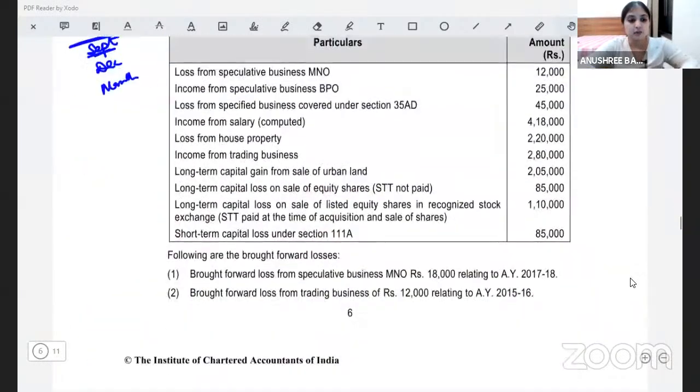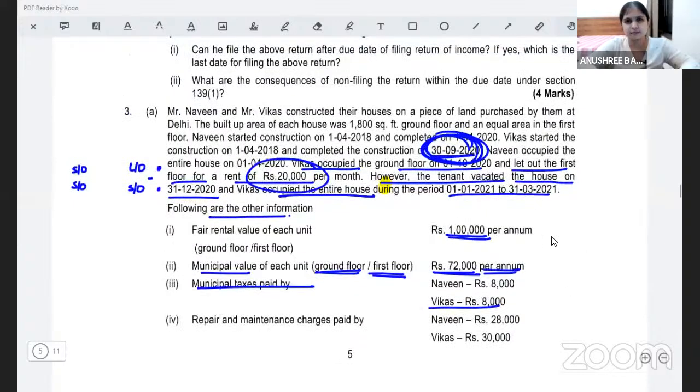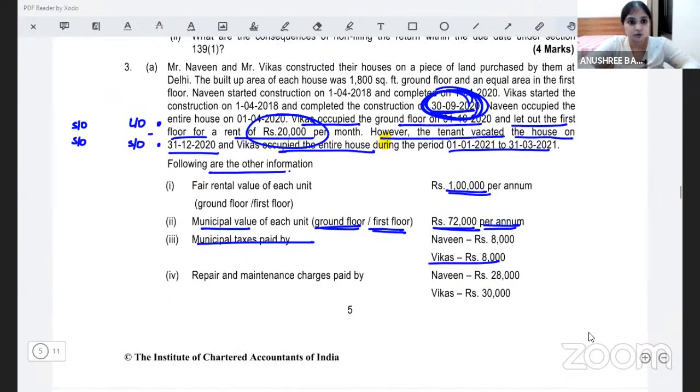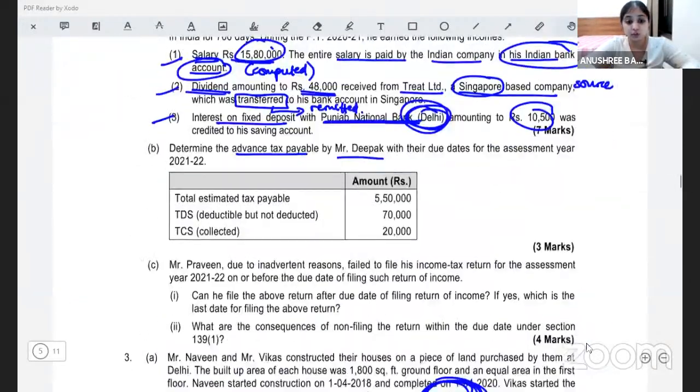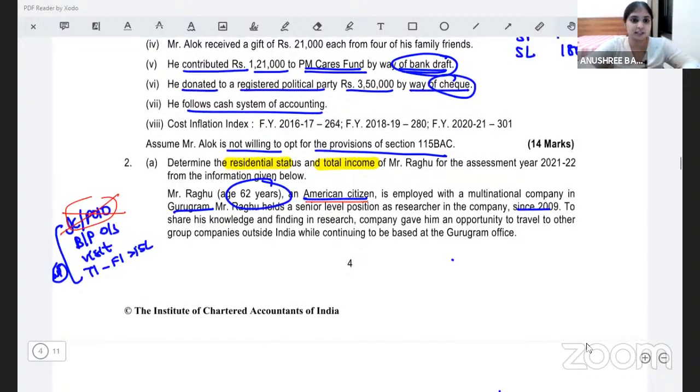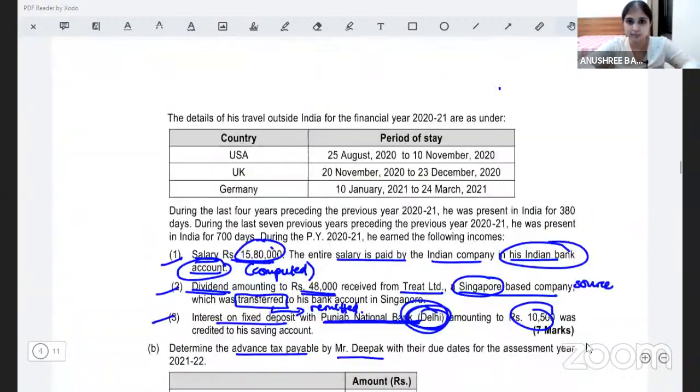All right. If you look at 3A, I did not find this question any bit productive, because this is something which we all anyways work out in class. And then question number 2, the residential status question, was a very interesting question. Question number 1 was a typical total income question.